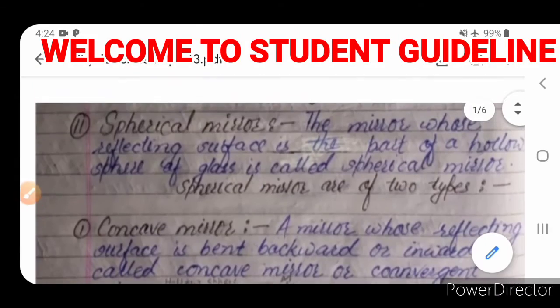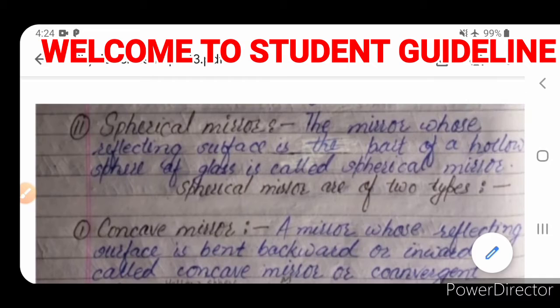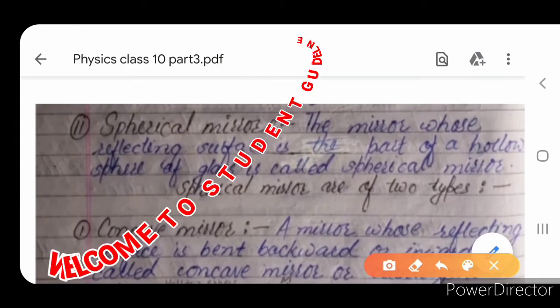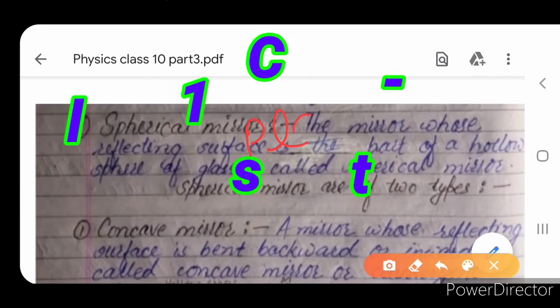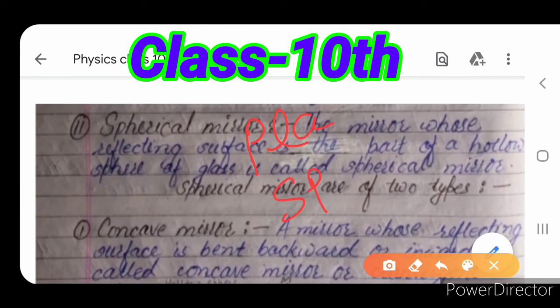Today I am going to teach you physics of standard 10 part 3. In the earlier video we discussed plane mirrors. Now we have to discuss spherical mirrors, okay? So firstly, what is a spherical mirror?